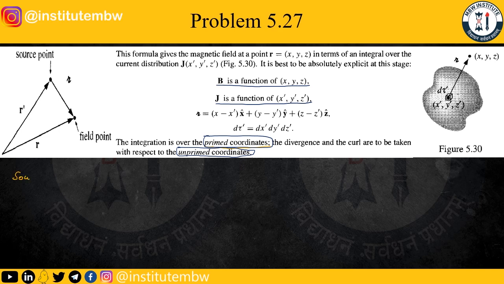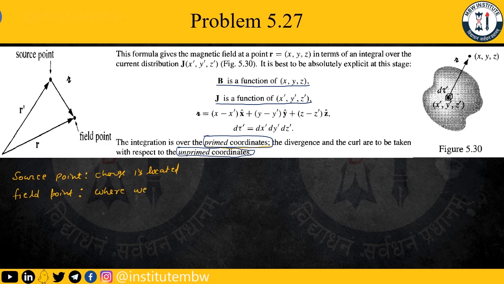There are two points: the source point and the field point. The source point is the point where the charge is located, and the field point is the point where we have to find the field.